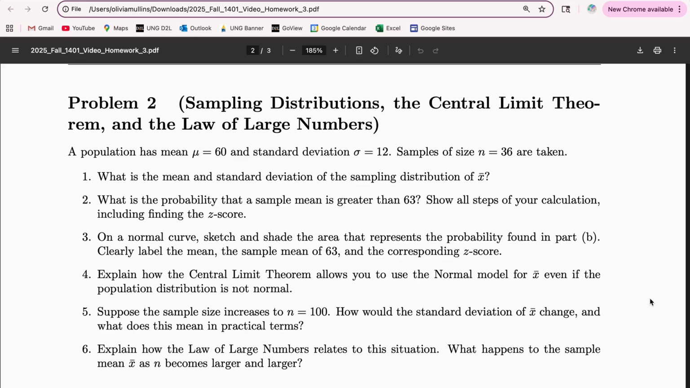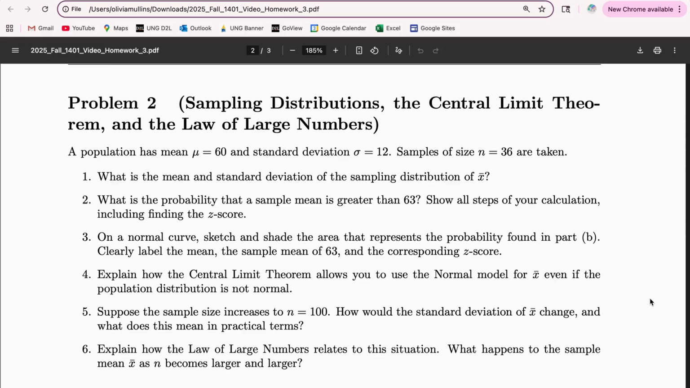Now for question 4, it says, explain how the central limit theorem allows you to use the normal model for the sample mean even if the population distribution is not normal. The central limit theorem states that if the sample size is large enough, the sampling distribution of the sample mean will be approximately normal, even if the population itself is not normal. Since n equals 36 is greater than 30, the rule applies here.